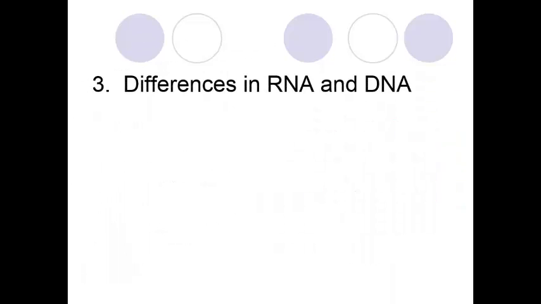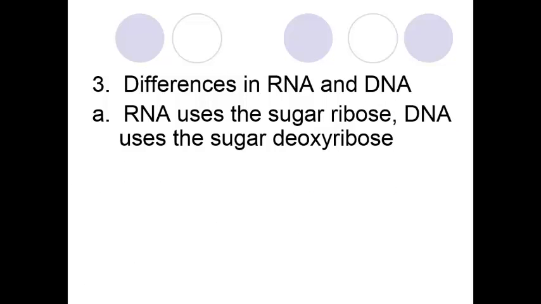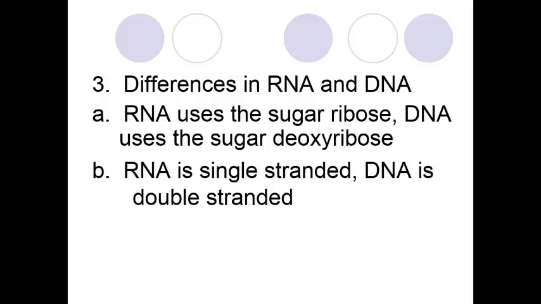Now, some differences in RNA and DNA, and we've looked at a few of these already. For instance, the sugar. We know that RNA uses the sugar ribose and DNA uses deoxyribose. We also need to know that RNA and DNA look a little different as far as the number of strands that they have. So RNA is just a single strand. It does not have a complement pair. And the DNA, though, we do know is a double helix. So it has the double strand.